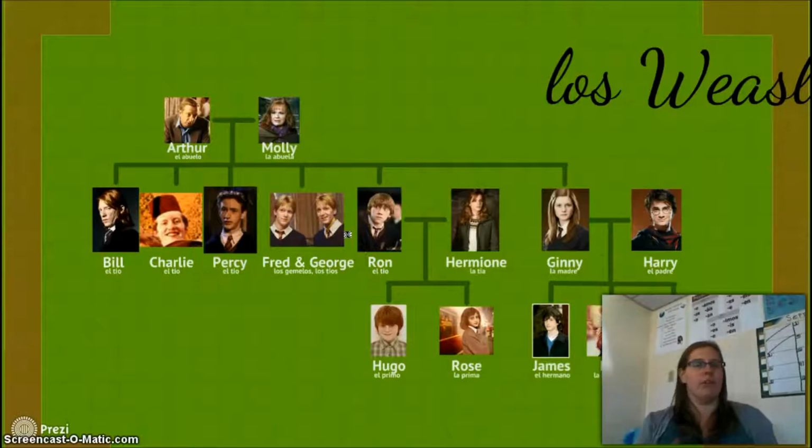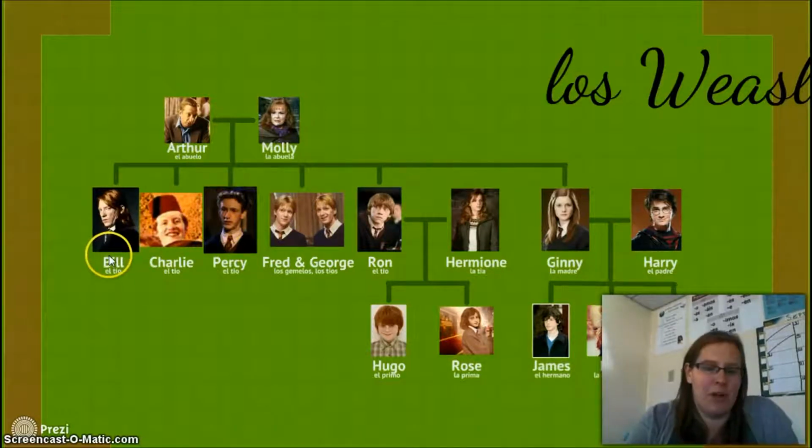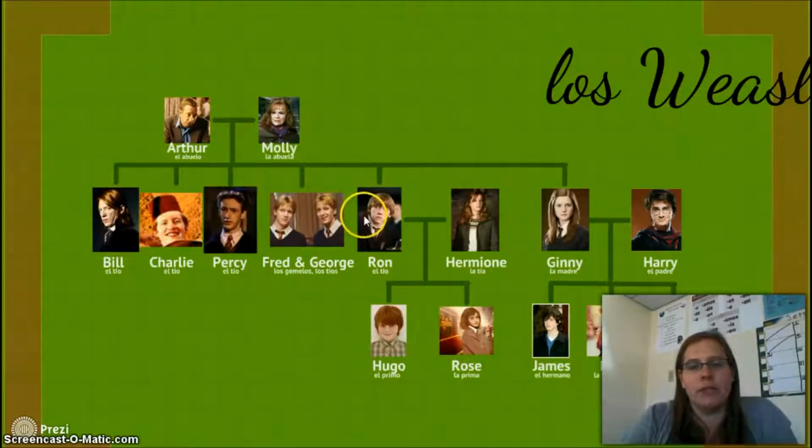But we know there is something very special about Fred and George. They are idénticos. So the word for twin is gemelo. So they are los gemelos. Percy is another tío. Charlie is another tío. And Bill is yet another tío. And all of these tíos, except Hermione, of course, are sons and daughters, are hijos of Molly and Arthur.